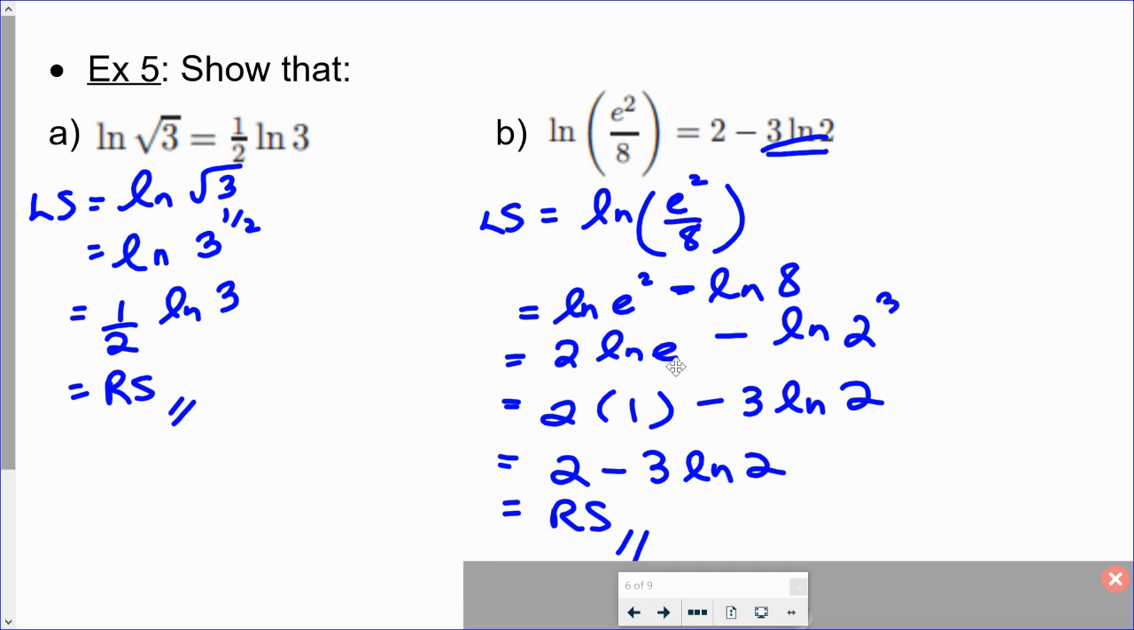Now, I know from my other laws that ln of e is just 1, so this is 2 times 1. And here I can drop the 3 in front of ln 2, end up with 2 minus 3 ln 2. Now, from here, we might not have known how to go from 8 to 2/3. I just looked up at my expression and saw that there wasn't an 8 there, so I need to do something with that 8.